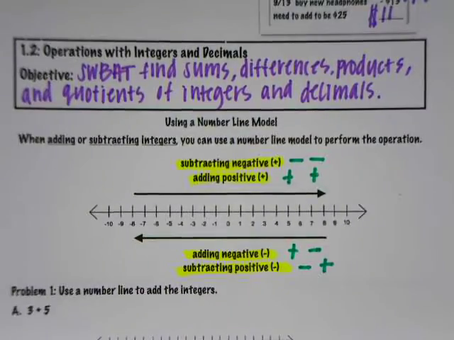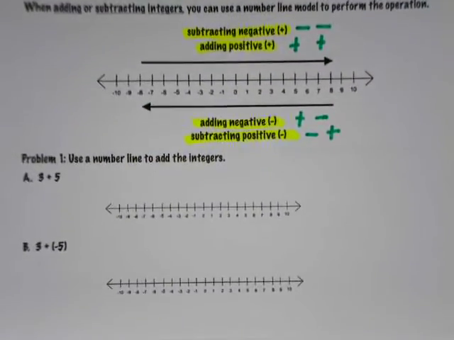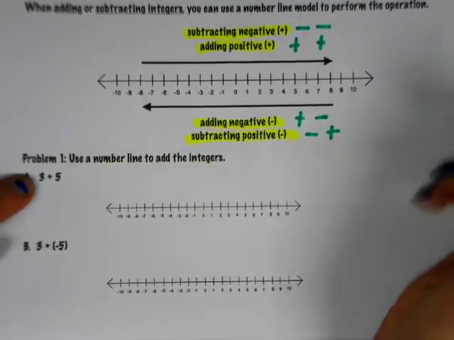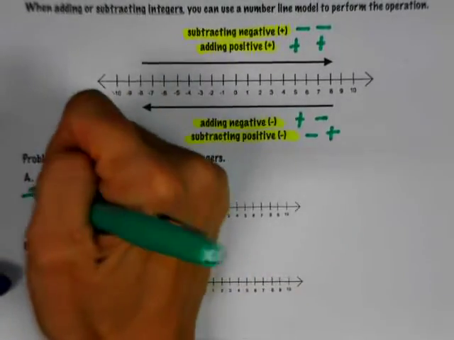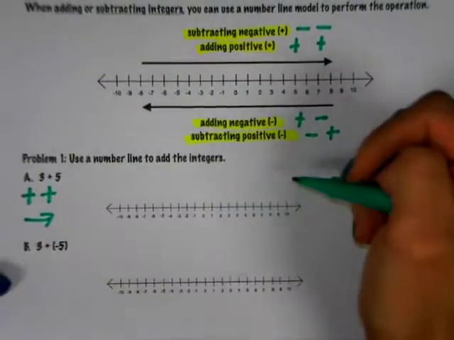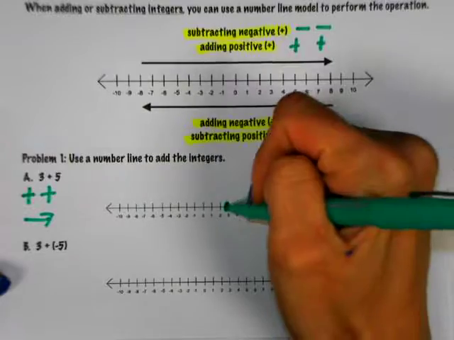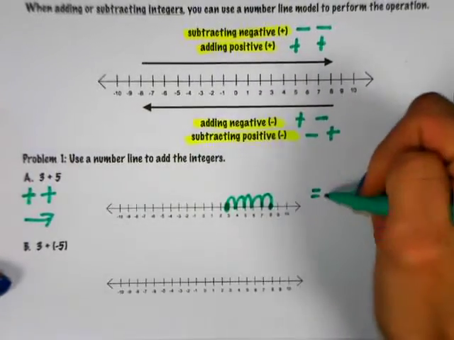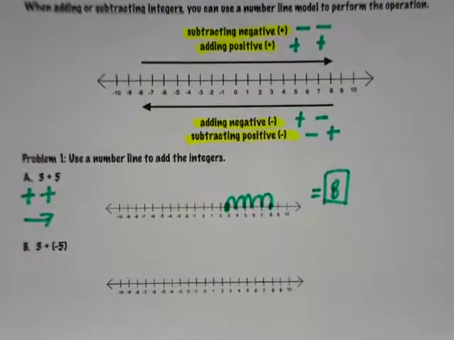Okay? So if we look at this, the first one's just 3 plus 5. We all know what 3 plus 5 is. But to just kind of start small, you're always going to start with the first number. Here we're adding a positive. So what direction would that be? To the right. Yep. So you're starting at 3. Going to the right 5. 1, 2, 3, 4, 5. So that's going to end up being 8. Okay?